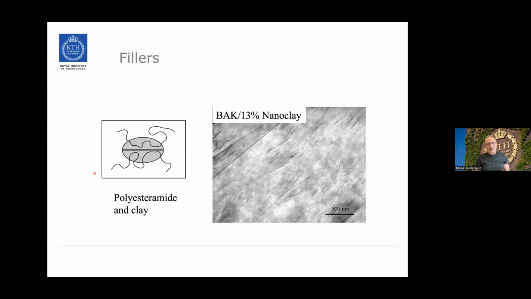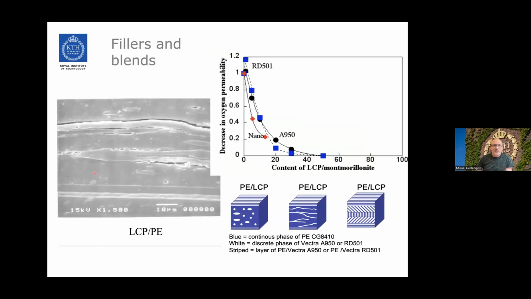I'll skip that one. Fillers are also a way of obtaining a better barrier material. You can, for example, mix two polymers where one is much tighter than the other. Here is a liquid crystalline polymer polyethylene blend, and you can see that the diffusivity goes down with the content of the LCP, liquid crystal polymer, simply because the LCP phase in this case forms sheets also in the structure. A bit similar to if you have a clay composite, which is the data here, nano clay.